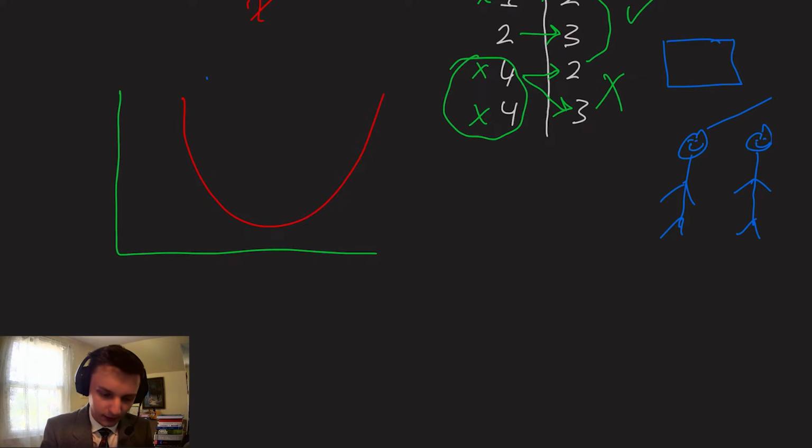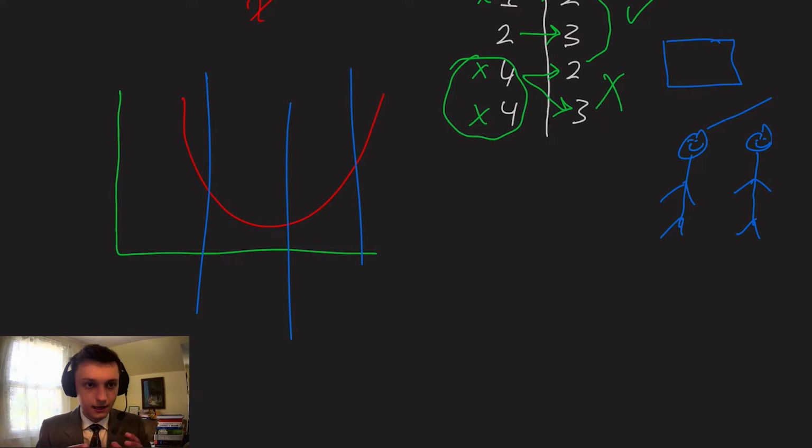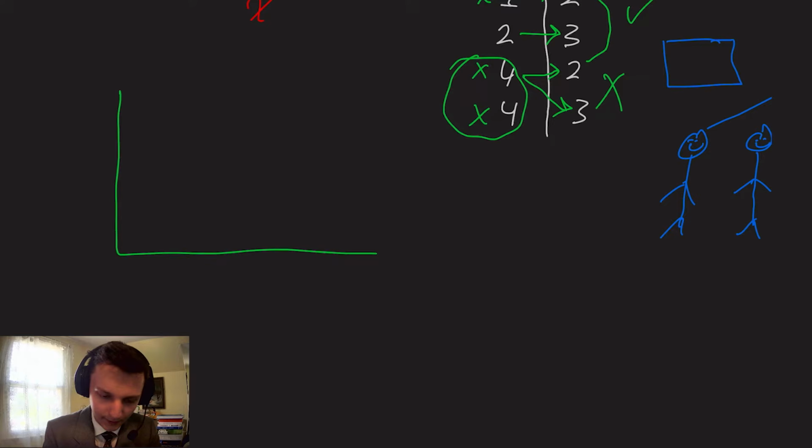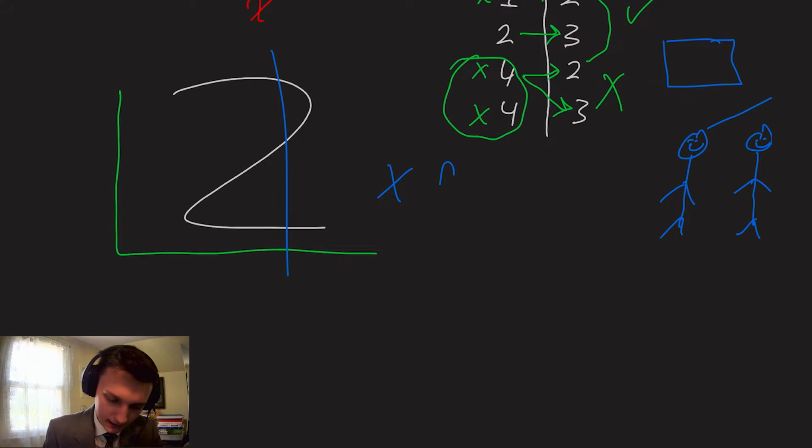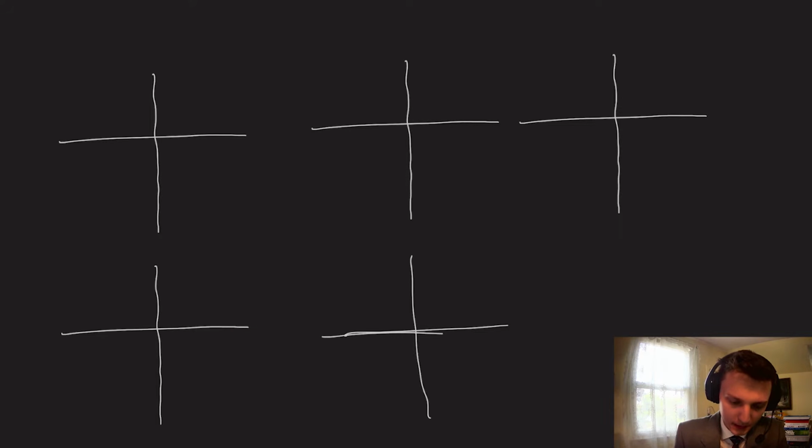I draw my vertical line here, here, anywhere. I touch only once. It's a function, it passes the vertical line test. However, if I were to draw something like this, then I draw a vertical line here. Look, I fail the vertical line test. Not a function.